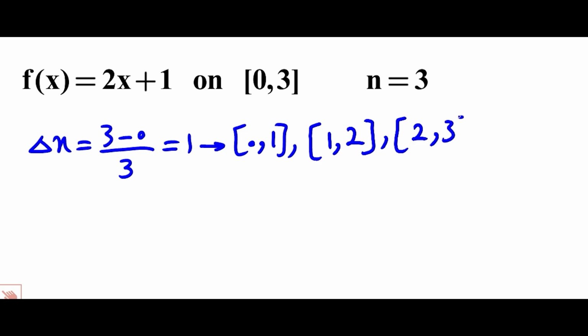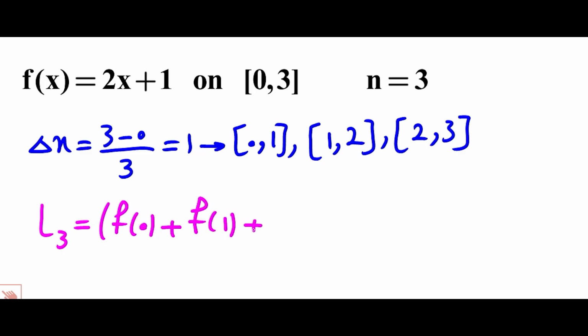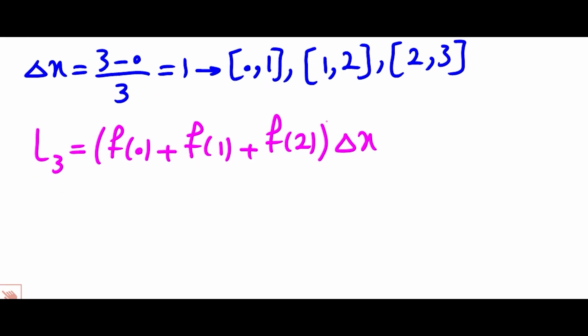So the partition points are 0 to 1, 1 to 2, 2 to 3. So the lower sum L3, as you know, uses the left endpoints, means 0, 1, 2. So we have f of 0 plus f of 1 plus f of 2 times delta x, which is 1.